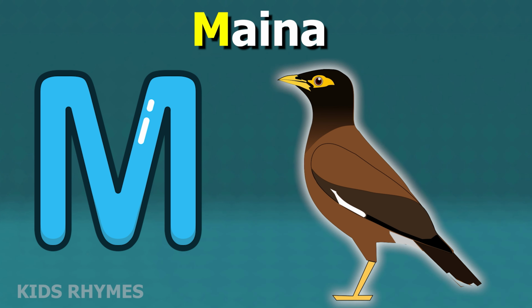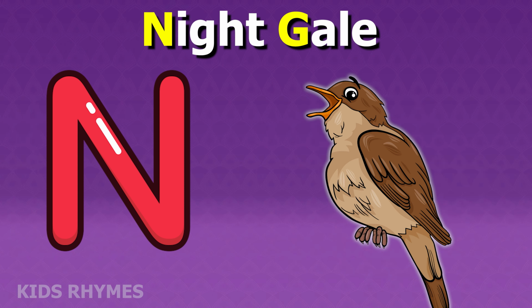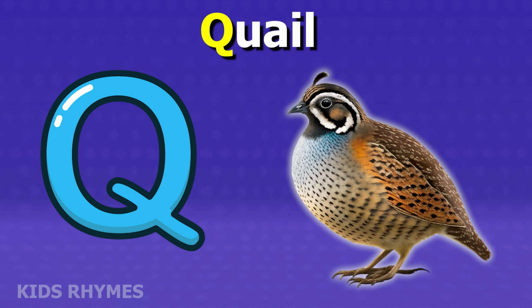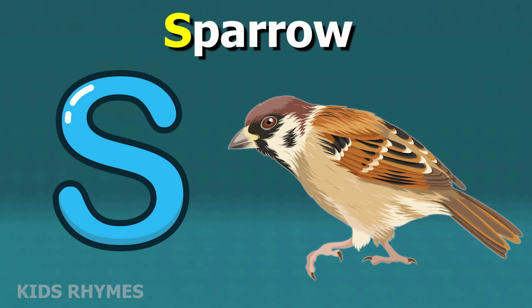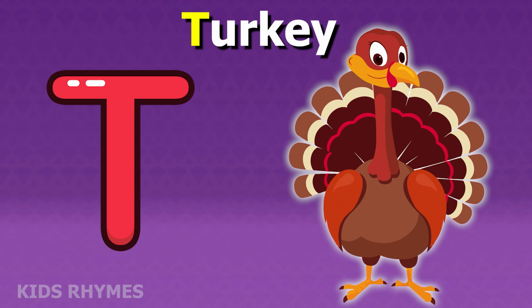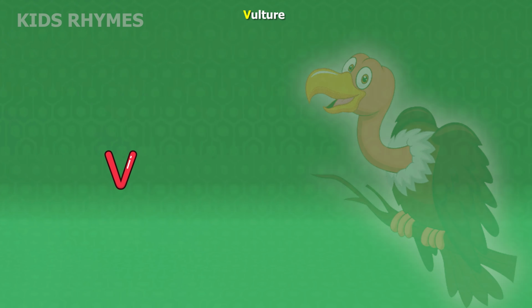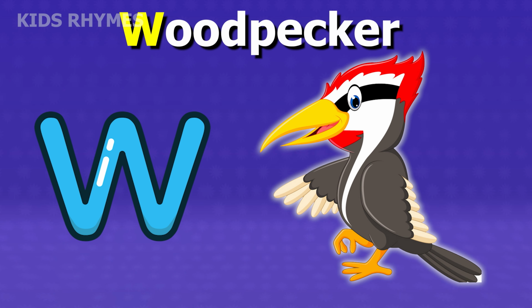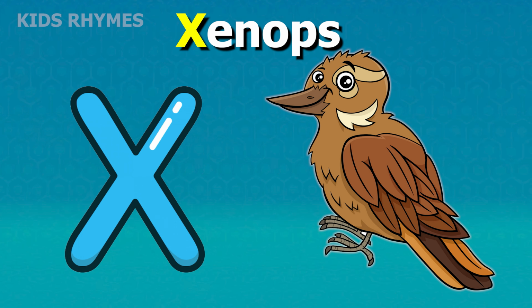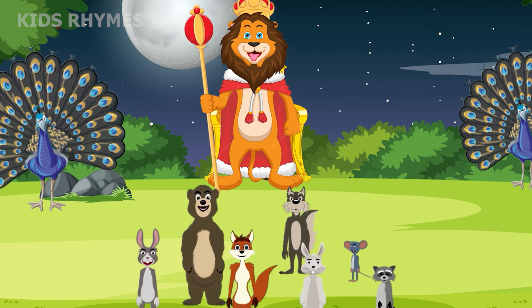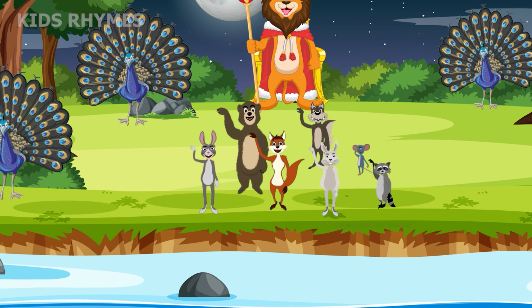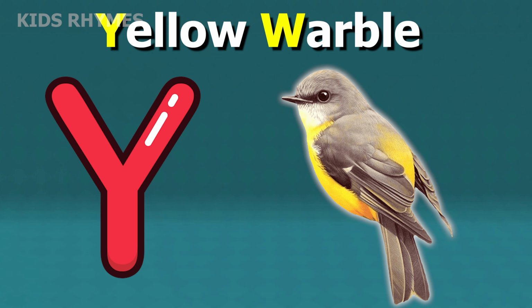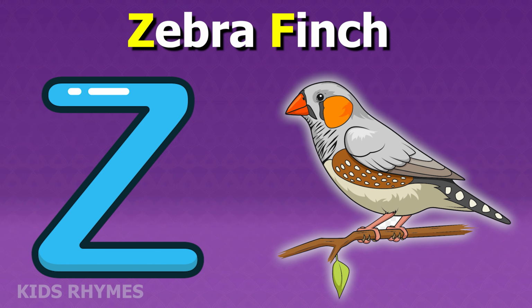M for myna, N for nightingale, O for owl, P for parrot, Q for quail, R for robin, S for sparrow, T for turkey, U for owl, V for vulture, W for woodpecker, X for xenops. Y for yellow warbler, Z for zebra finch.